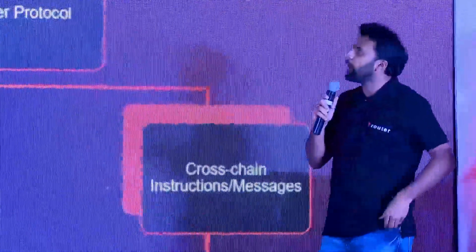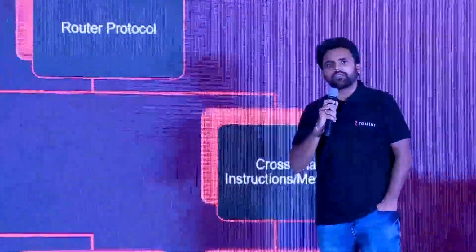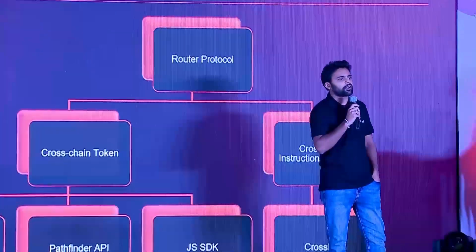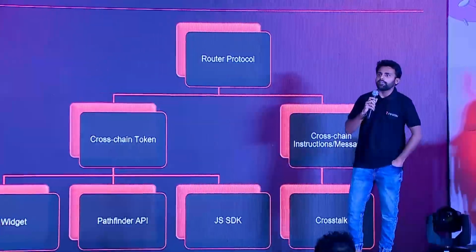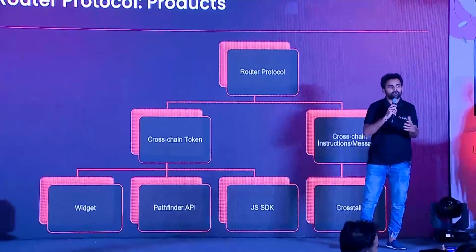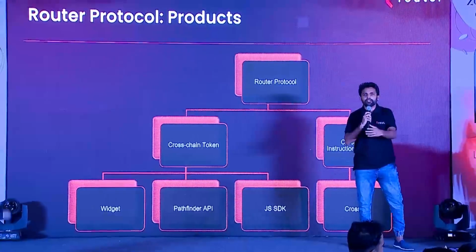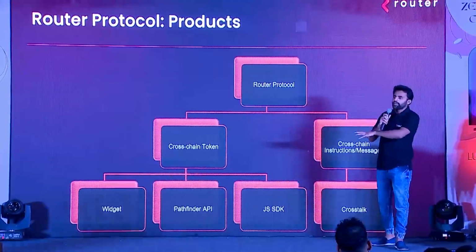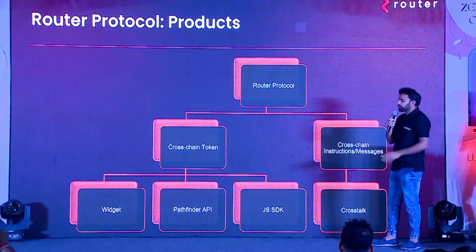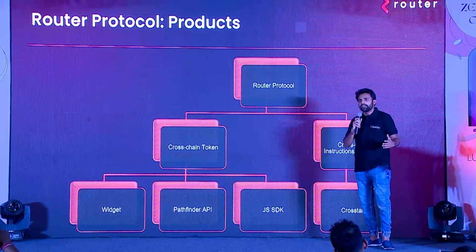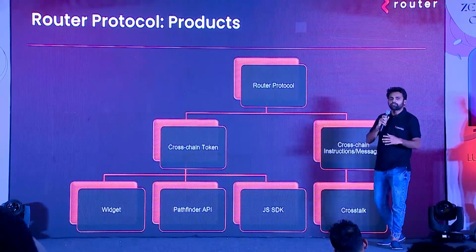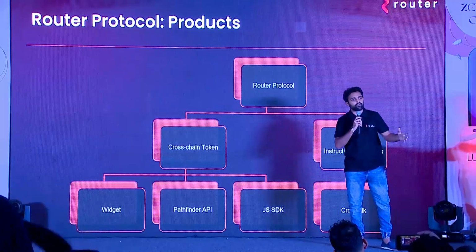So moving on, at Router we have multiple products. We are trying to solve for two major problems, right? One of the problems is moving assets across chains. If you think about it, you have USDT on Ethereum, you would want to do something on Polygon, so you would want to move those funds to Polygon, right? So one of the things that we solve at Router is providing asset transfer from one chain to another, which is what our cross-chain token transfer is. We have three sub-products within it: a Router widget, a Router Pathfinder API, and a JS SDK using which you can enable this functionality for your own dApp.